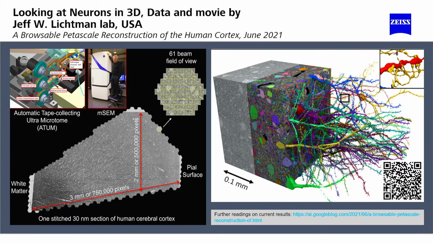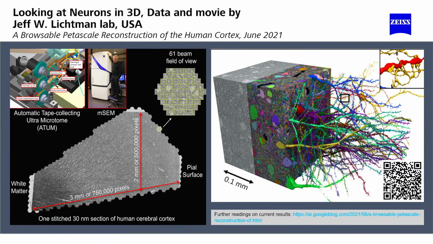It was calculated that for this cubic millimeter, the pure scan time without any image analysis would be about 6 years of scanning. With the multi-beam system in Jeff Lichtman's lab, it was done in 4 months for the first cubic millimeter ever published. This is out now for almost 2 years, and everybody can access this nice data set on the petascale level, and the resolution is enough to look down to the individual synapses.